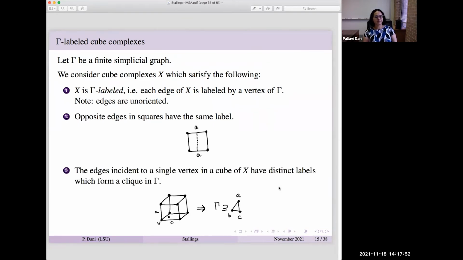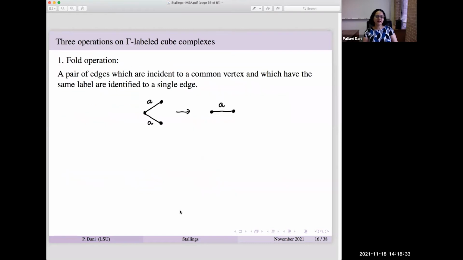Finally, if you have edges that are all incident to the same vertex in the cube complex, and those labels all form a clique in the graph gamma, then there should be an actual cube there in the cube complex that fills in. That tells you that those generators mutually commute. So these are the three properties that the natural cube complexes associated to right-angled Coxeter groups have. And so we want to consider complexes with this property. That's how we generalize the graphs.